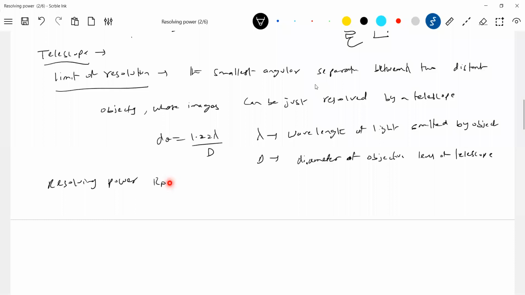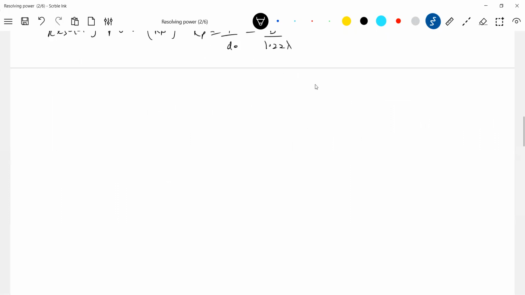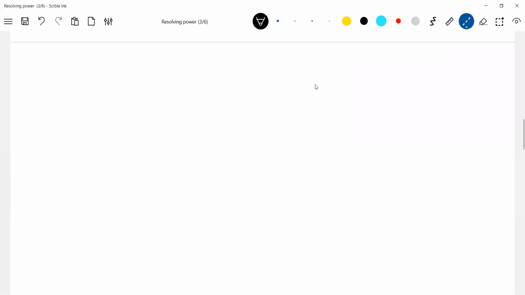So resolving power, the symbol is RP. There is no any specific symbol. Let me just introduce resolving power P. So this is equal to 1 by d theta. And this will become D by 1.22 lambda. From where this is brought here, you just go back to the diffraction phenomena.